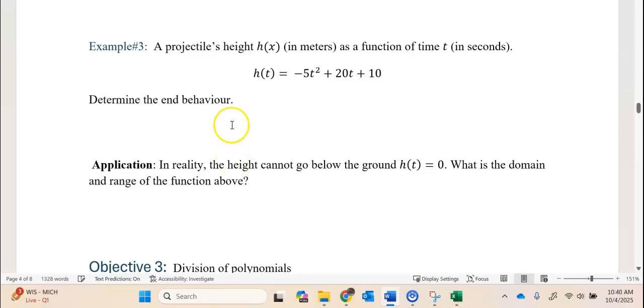Okay, here's a quadratic. Determine the end behavior. This would be the same as the previous one. That is, as x goes to infinity, y goes to negative infinity. Even though it's not a 4, it's still even, and that's negative. So as x goes backwards, as x gets small, y goes down.